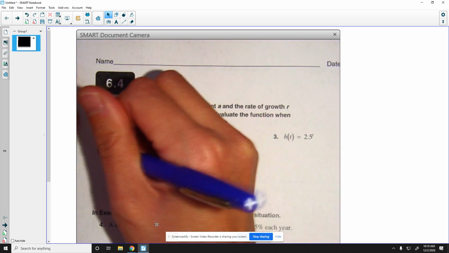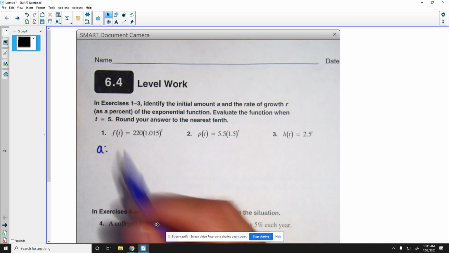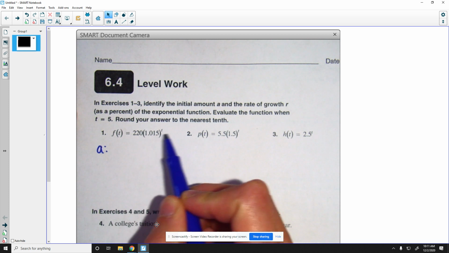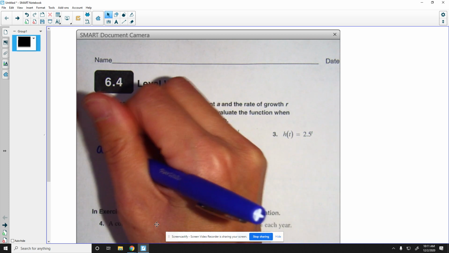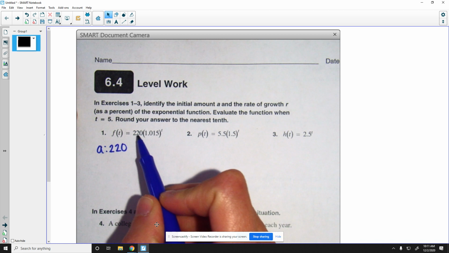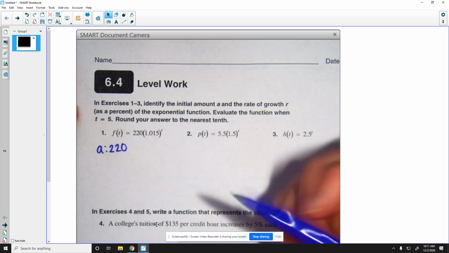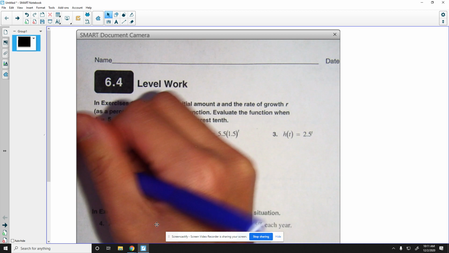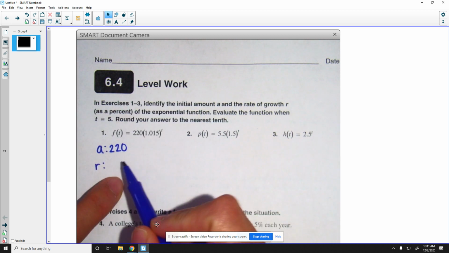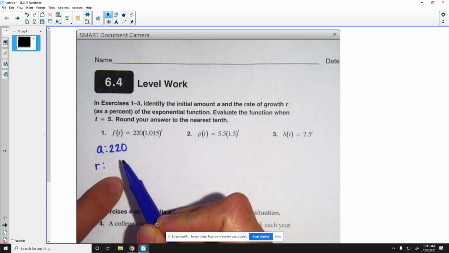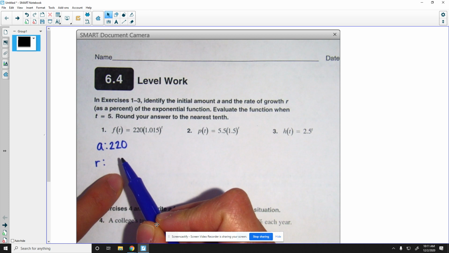Your initial amount, what do we think? What number is your initial amount here? 220, right? That's how much you start off with. It's always the number outside the parentheses. Okay, so hopefully that's not too bad. Your rate of growth, that's the one that everyone always gets confused on. What is your rate of growth, Vaughn?